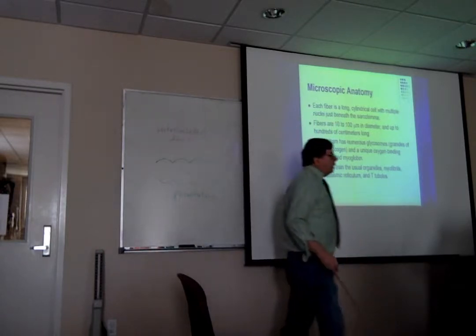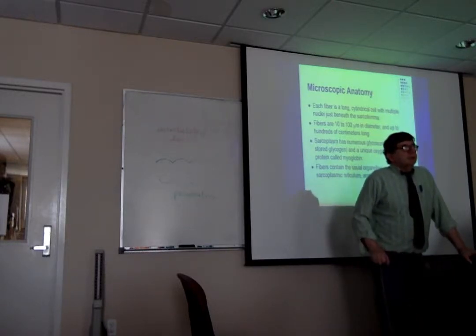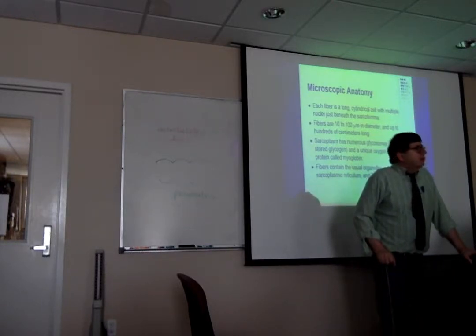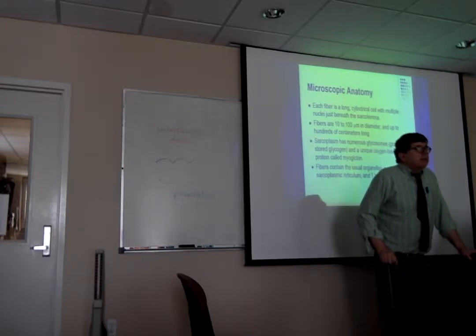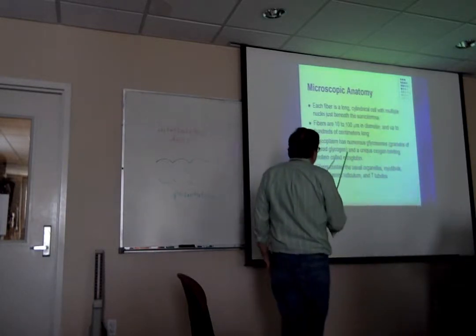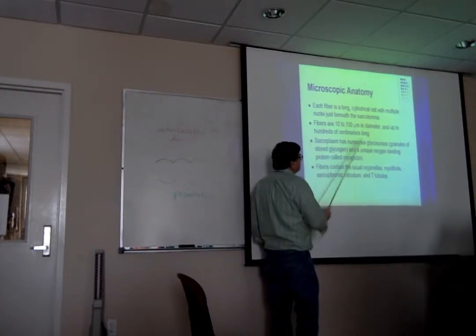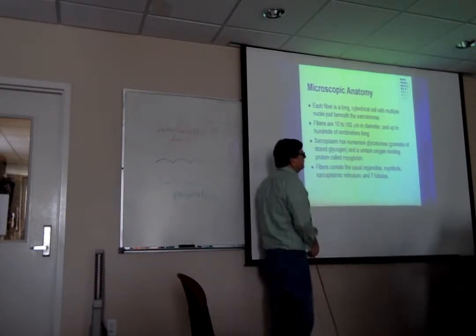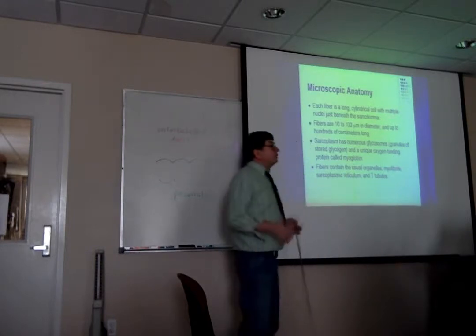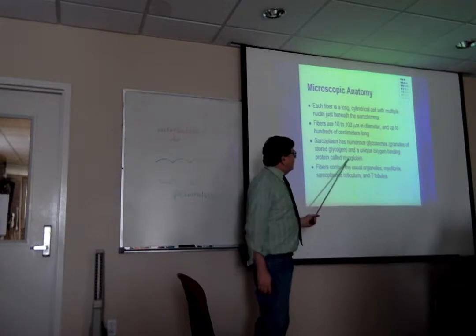Early in the semester, I said that we store glucose as a larger molecule called glycogen. You remember that? And we said glycogen is stored in two places, liver and skeletal muscle. It's stored as granules called glycosomes. So the sarcoplasm has glycosomes, a source of energy. And it's got a unique oxygen-binding protein called myoglobin.